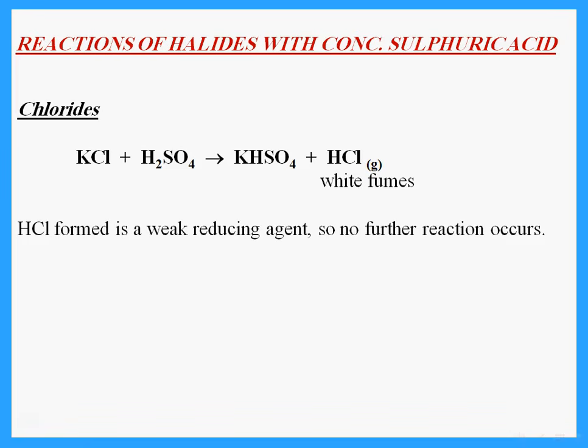Okay, another reaction of halides is with concentrated sulfuric acid. You need to remember that when a chloride, potassium chloride or sodium chloride, whatever, reacts with concentrated sulfuric acid, it gives white fumes. This is because we get HCl gas and there is no further reaction. No further reaction because HCl is a weak reducing agent. It does not go on and react with sulfuric acid. So please remember that with chloride and concentrated sulfuric acid, we only get HCl and that's it.